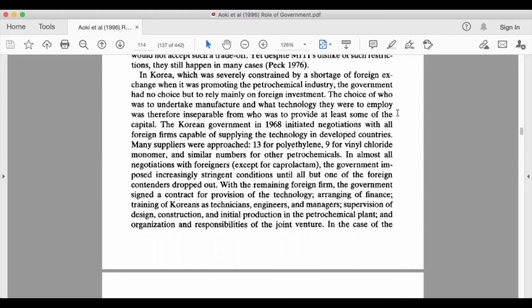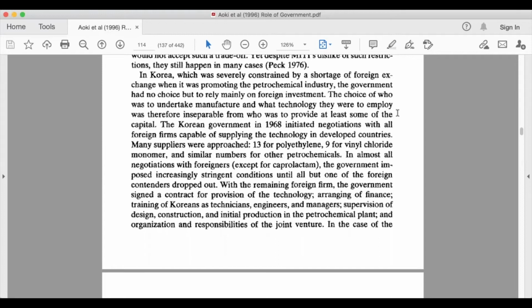The government in 1968 initiated negotiations with all foreign firms capable of supplying the technology in developing countries. Many suppliers were approached, 13 for polyethylene, 9 for vinyl chloride, etc. In almost all negotiations with foreigners, except on caprolactam, the government imposed increasingly stringent conditions until all but one of the foreign contenders dropped out. With the remaining foreign firm, the government signed a contract for provision of the technology, arranging of finance, training of Koreans as technicians, engineers, managers, supervision of design, construction, and initial production in the petrochemical plant, and organization and responsibilities of the joint venture.